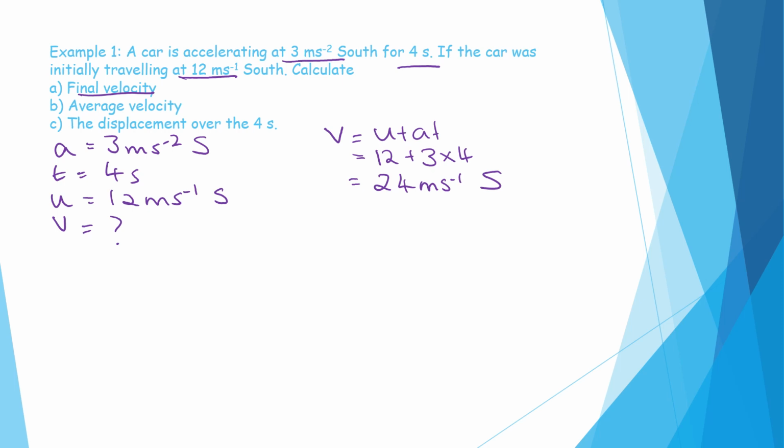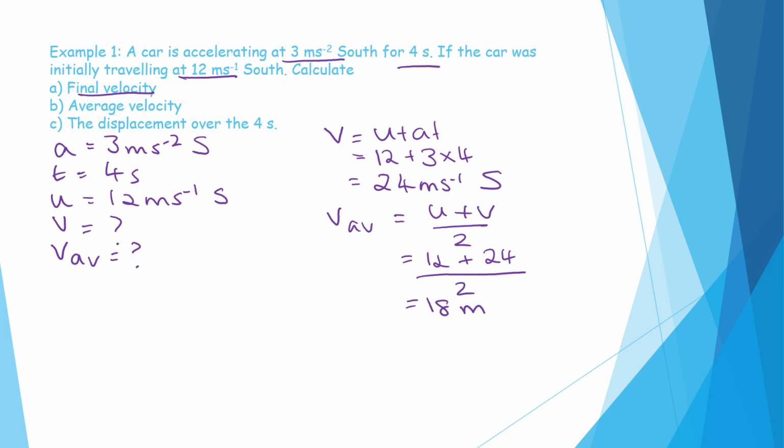Part B, an average velocity. Now at the moment we have a final velocity and we have an initial velocity, and we need to find the average velocity. So an average velocity can be calculated by doing an average of the initial plus the final divided by 2. So the initial velocity was 12, the final velocity was 24, 12 plus 24 is 36, divided by 2, and it comes out to 18 meters per second south.